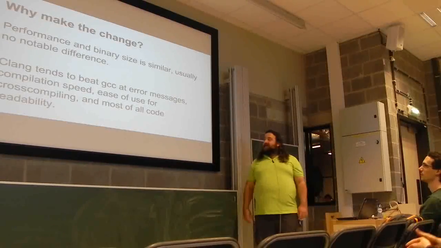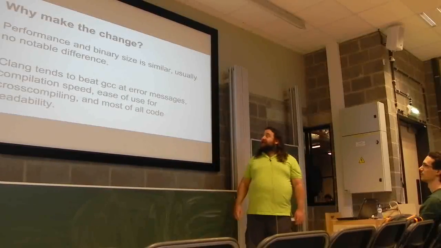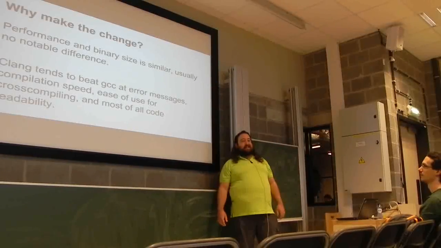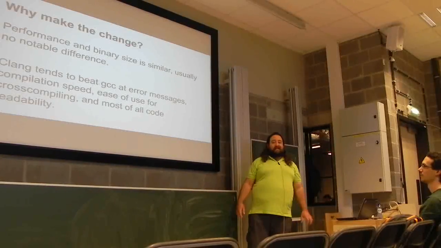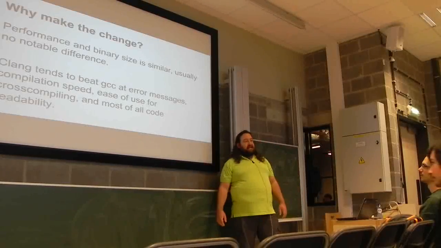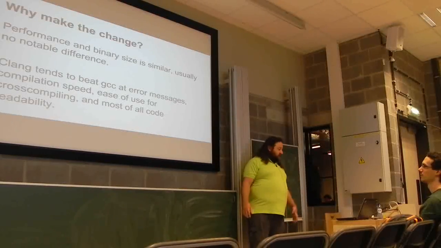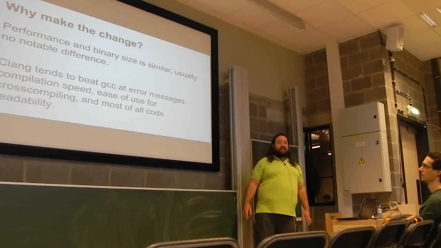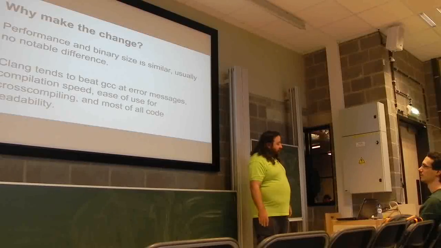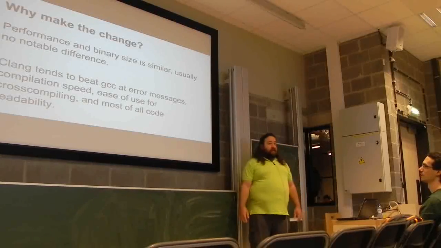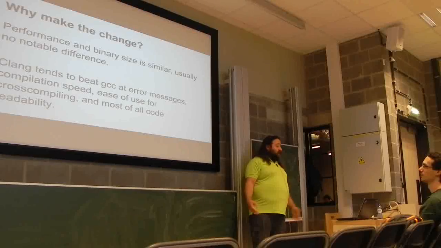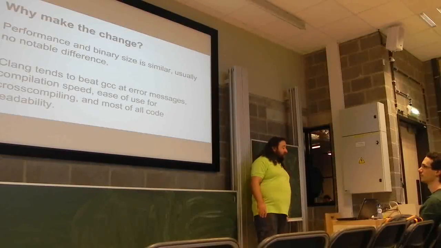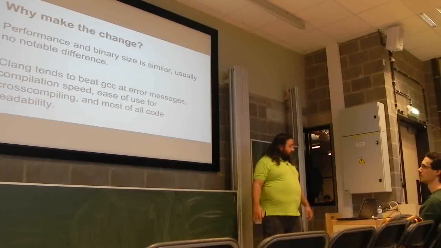So we've run some comparisons, performance and binary sizes, similar, there's no notable difference. Sometimes the GCC build is a little faster, sometimes the Clang build is a little faster, same for binary size. Overall, probably GCC is still a little ahead in performance, but not by any margin that would matter. Clang's advantages are in error messages, compilation speed, and ease of use when cross-compiling. No need to install separate tool chains and everything for every target. And most of all, code readability.